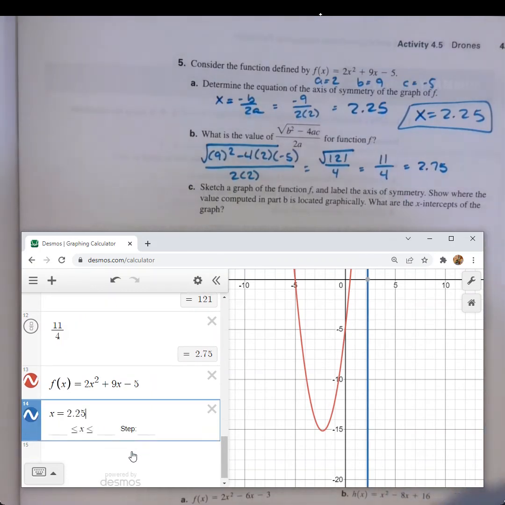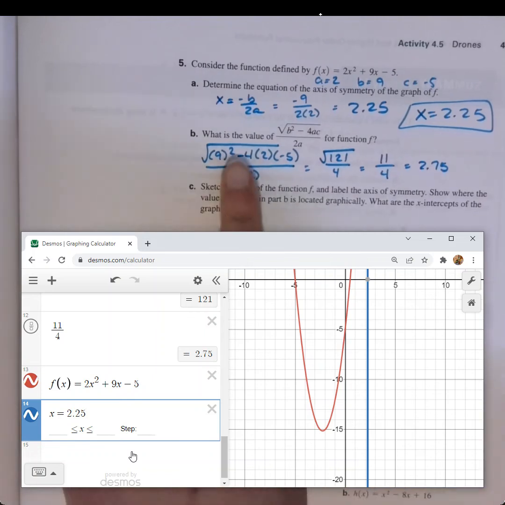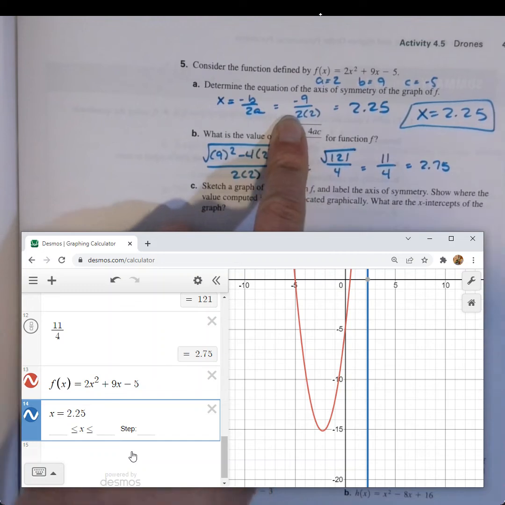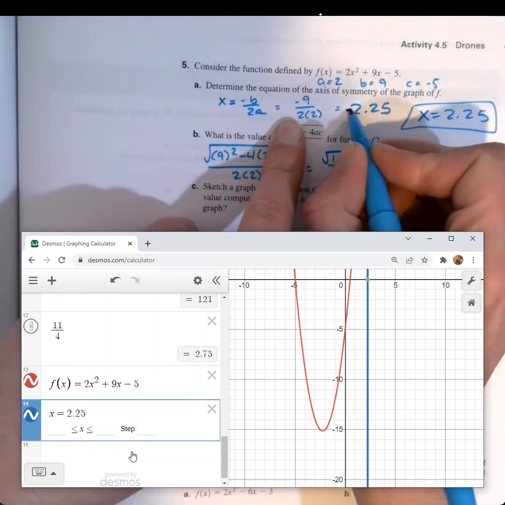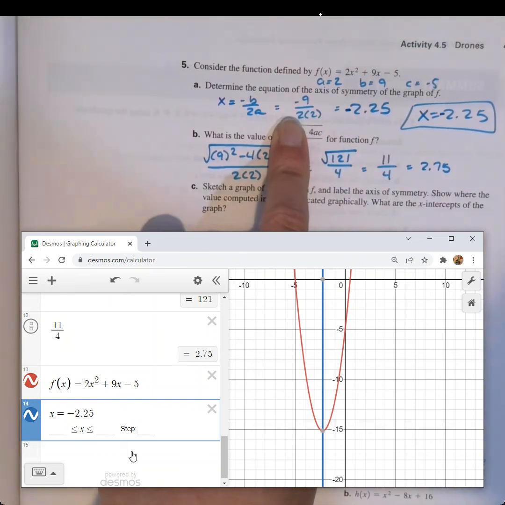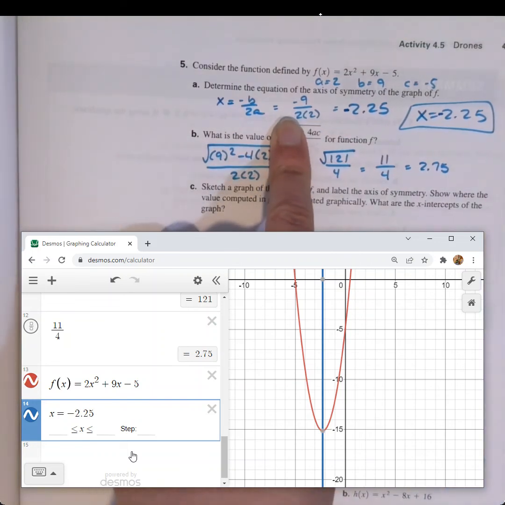Should go right through the middle. I lost a negative. My bad. Good thing I just realized it. This was not 9 divided by 2.2, or 2 times 2. It was negative 9. So I lost its negative. Go back and sneak in the negative. All right. There we go. That's the axis of symmetry. Okay.